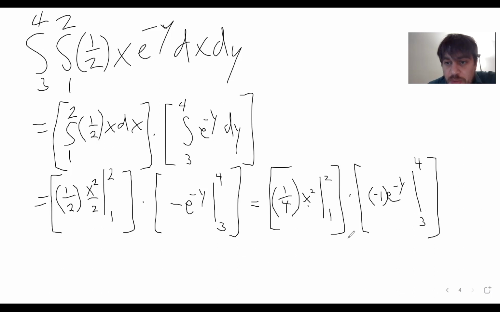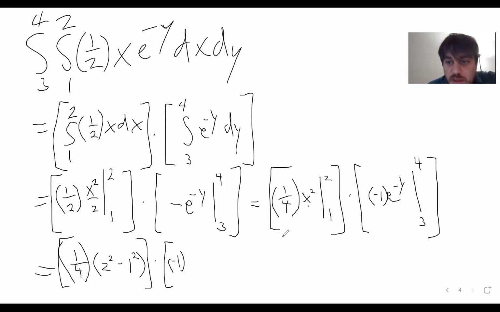I'm just putting a lot of steps here; I wouldn't normally do that. So here is 1/4 still. X squared evaluated from 1 to 2 is: plug in 2, you get 2 squared, minus 1 squared. So 1/4 times 2 squared minus 1 squared is the value of the first bracket, times, in the second bracket, a -1 and then e to negative y: plug in 4, you have e to negative 4, minus, plug in 3, e to negative 3.